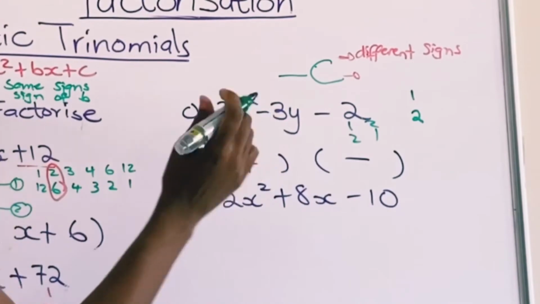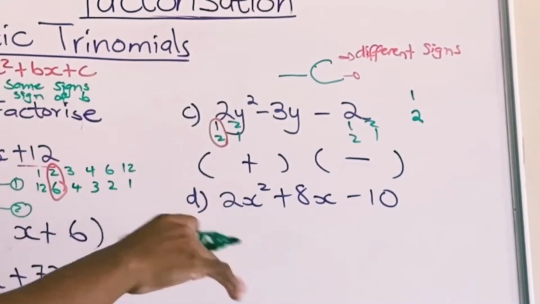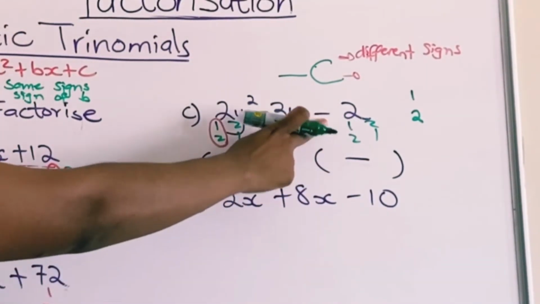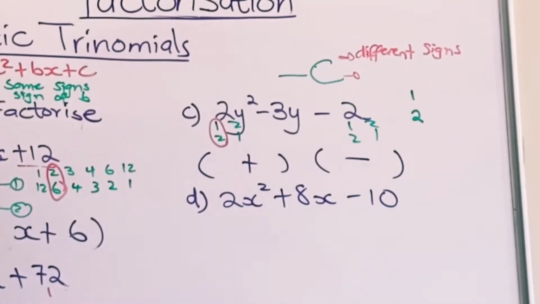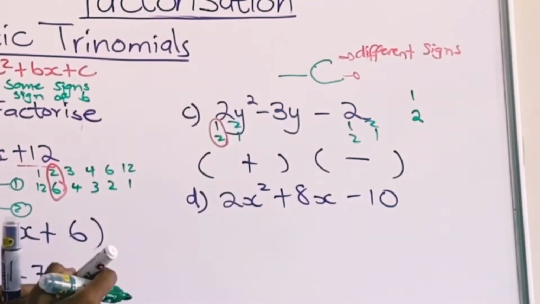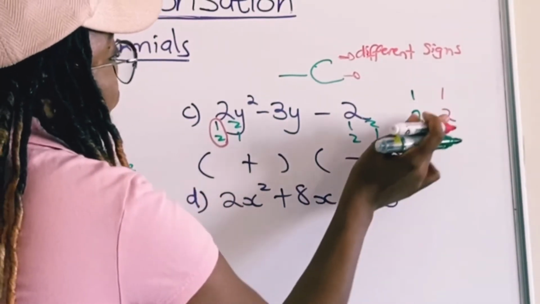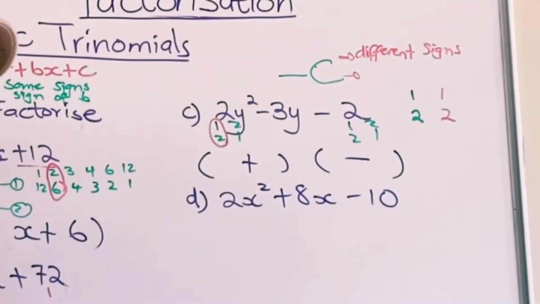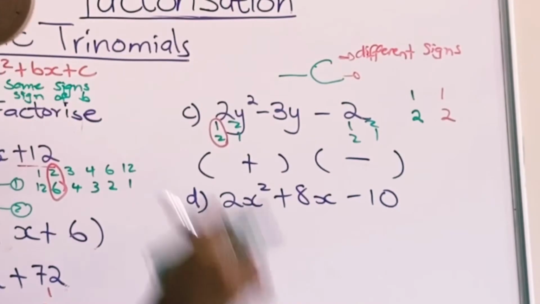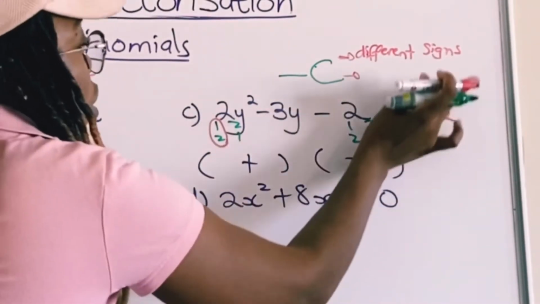Now we need to choose a pair such that when we cross multiply and subtract, this time we are subtracting because the sign in front of C is minus, it gives us this 3. So if we take 1 and 2 and we say 2 times 1 is 2, right? But 1 times 2 is also 2 and 2 minus 2 is 0. So this is not going to work.